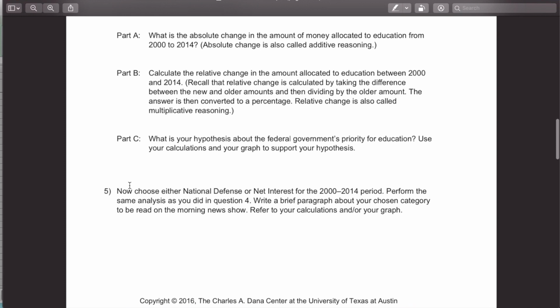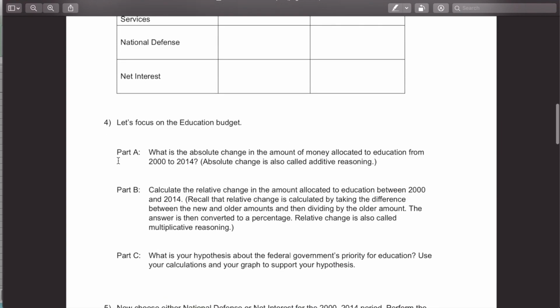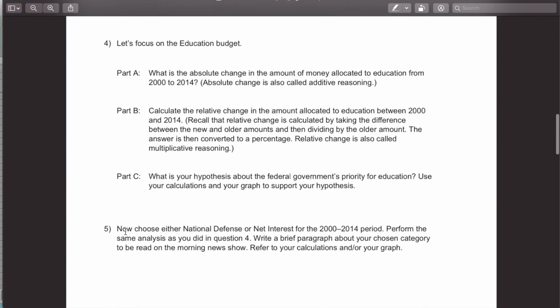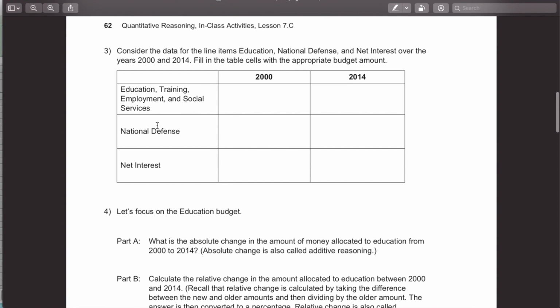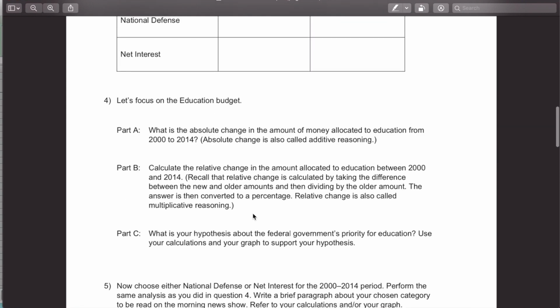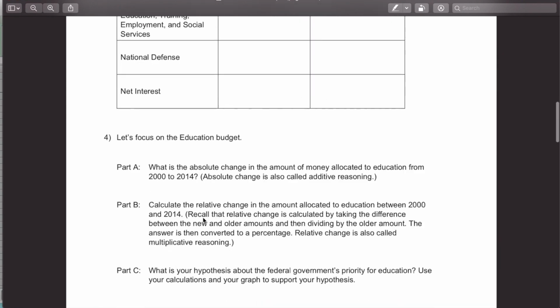Okay, and this was totally my bad, but I was saying, do these for all three categories. For parts A through C, you only have to find the changes for education. But for number 5, you're going to go ahead and do it for one of these other categories. So really you only have to do it for 2 of these categories. But again, afterwards, just compare all of this and see what you think about how these categories are changing.